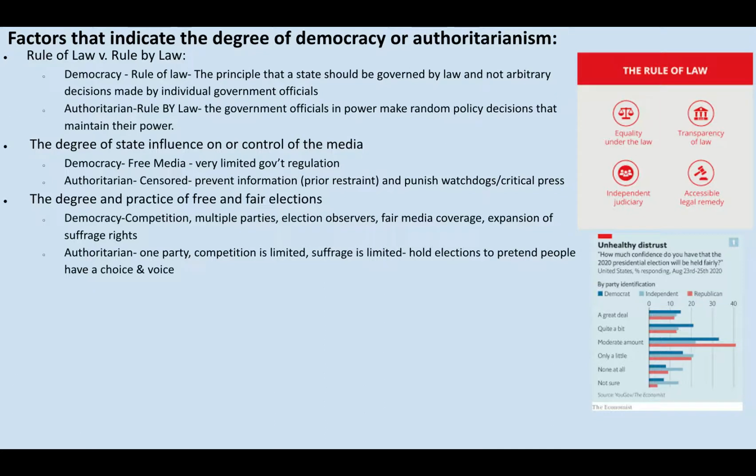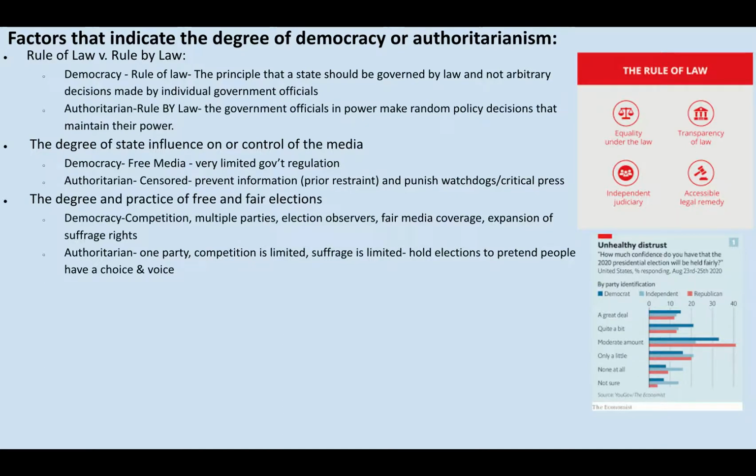In authoritarian regimes, you're going to see a dominance of one party. Competition is heavily suppressed, if even existent. Suffrage is limited. You hold elections so the people feel like they have choice and voice, but in reality, people really don't have any choice.